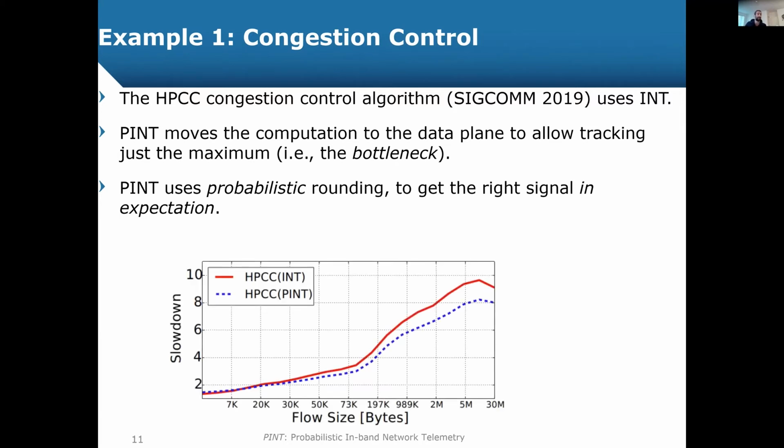So you can see here that especially for the long flows, we can actually improve the performance a lot because now we use only a fraction of the overhead, right? So here we compare INT-based HPCC with PINT-based HPCC, but we also see that we don't hurt the performance of short flows by a lot. So the fact that we have this rounding is not catastrophic even for short flows.